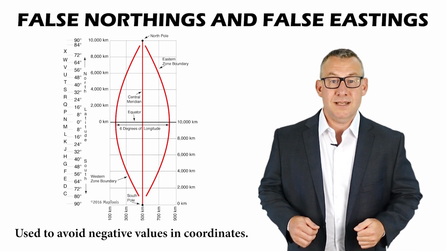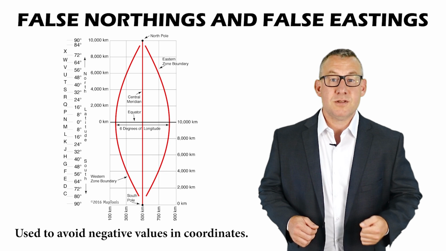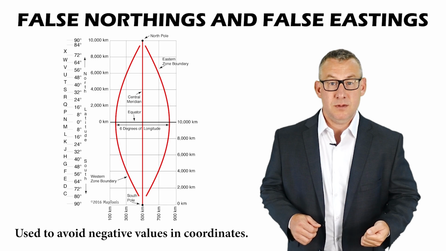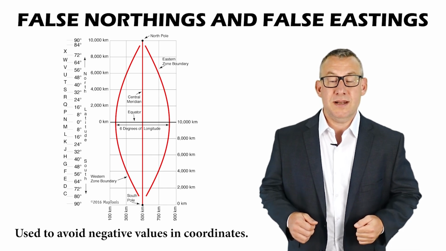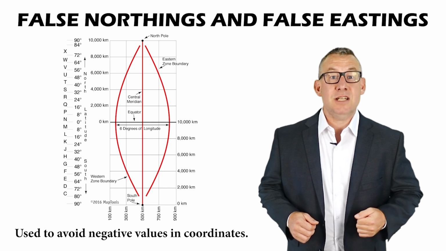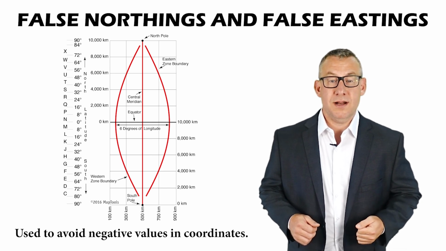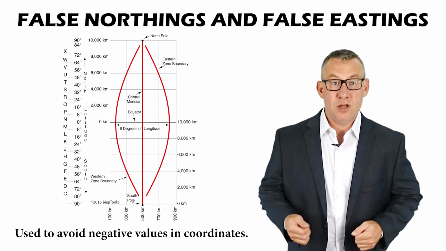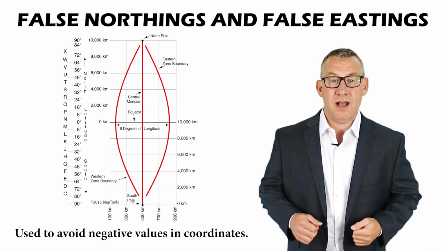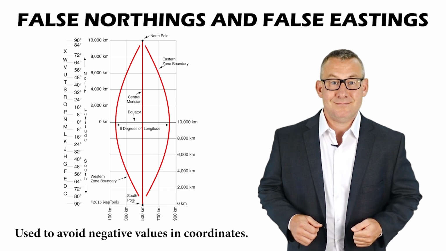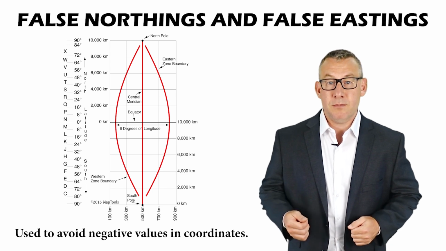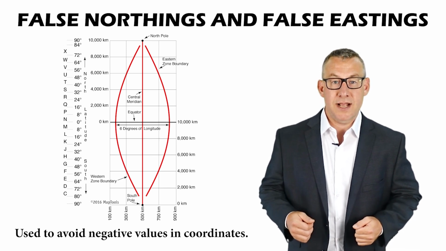False northings and false eastings. A false northing or false easting is a value applied to the origin point of a coordinate system to change the x or y coordinate readings. It's usually used to avoid negative values in coordinates. False northings and false eastings are used in the UTM and state plane systems so that all locations have positive coordinate values. When all the coordinates in a system have positive values, it makes it easier to program, perform operations, and store data.